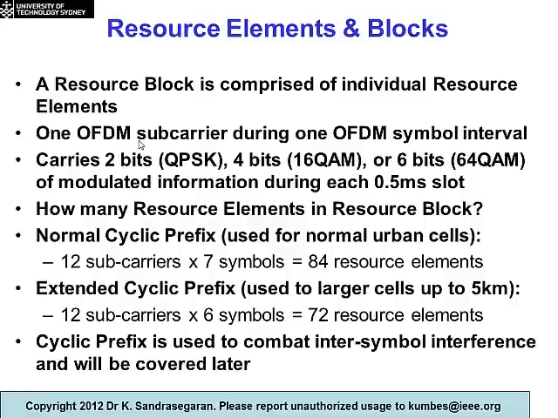So, just a couple of points. A resource block is comprised of many resource elements, and each resource element can either carry 2 bits if you're using QPSK, 4 bits if you're using 16 QAM, or 6 bits if you're using 64 QAM. And how many resource elements are there in a resource block? Well, if you're using normal cyclic prefix, we have 12 into 7, which is 84 resource elements. If you're using the extended cyclic prefix, which is used to cover the larger cells, you will have 12 into 6, which is 72 resource elements.